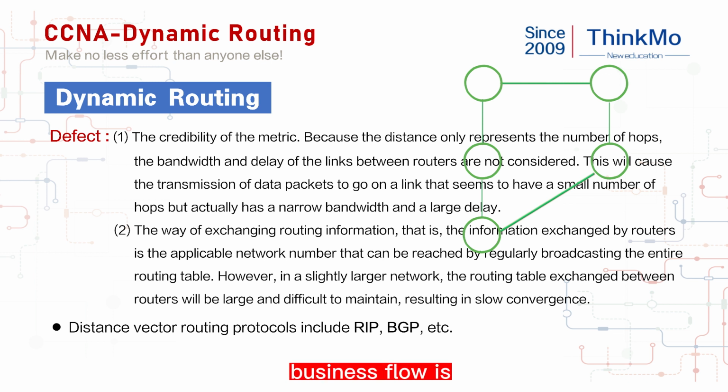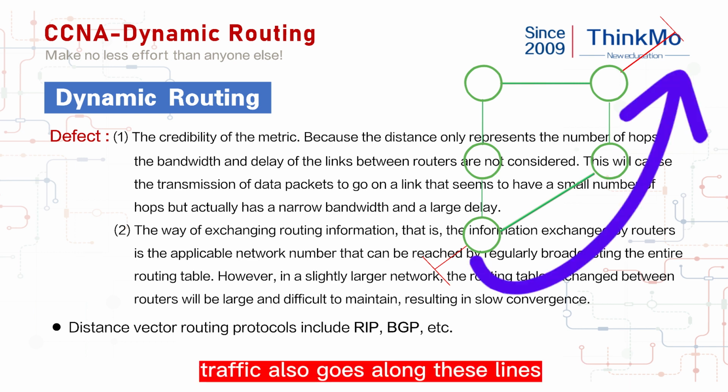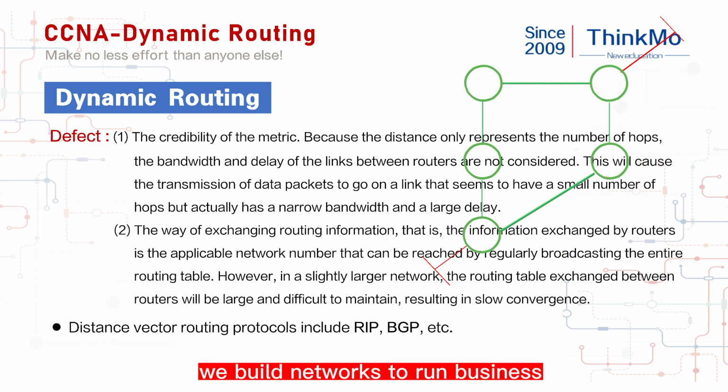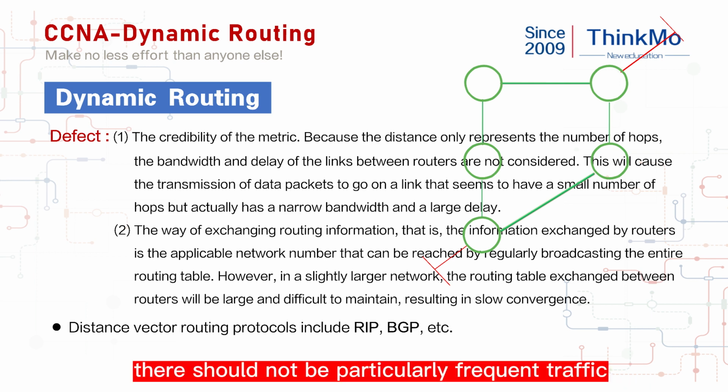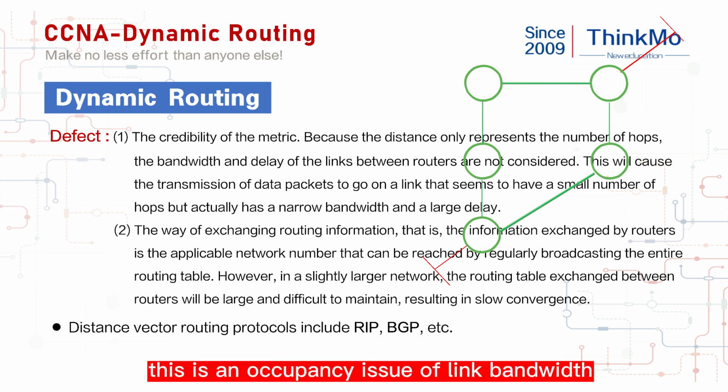Business flow is this: now here is a host. It wants to access a router behind this device. Traffic also goes along these lines. We call it business traffic. We build networks to run business. Then in the network, there should not be particularly frequent traffic exchanges other than business on the link. This is an occupancy issue of link bandwidth.